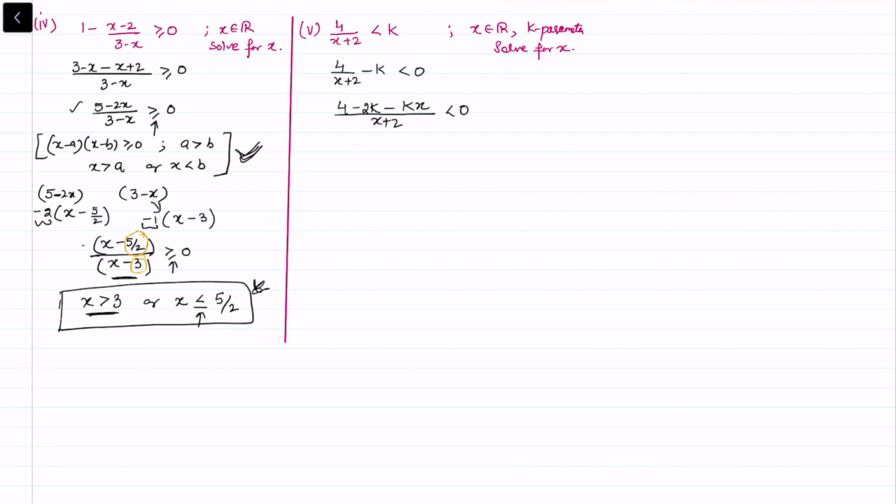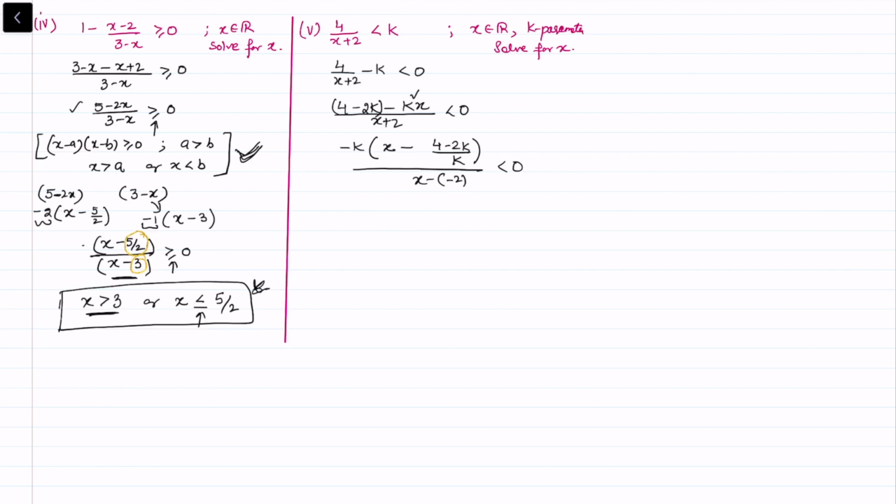So here, in the numerator we can also see that if I take minus k outside, I will have x minus (4 - 2k)/k. So just take this negative outside, and this is like a constant term, divided by k, whole divided by x minus of minus 2, less than negative. Now you've got 2 factors.